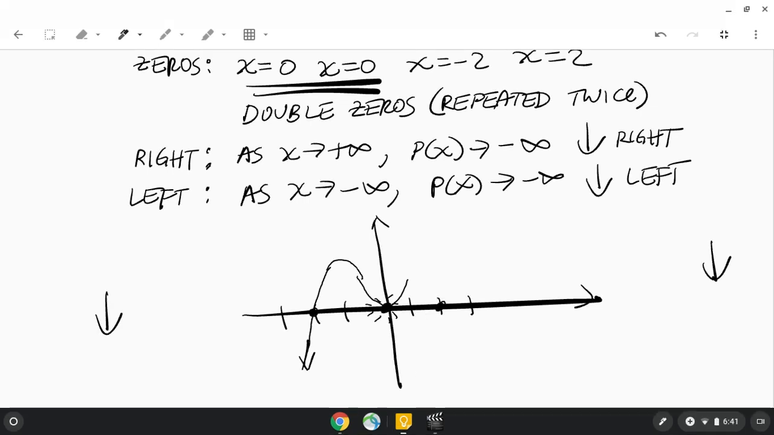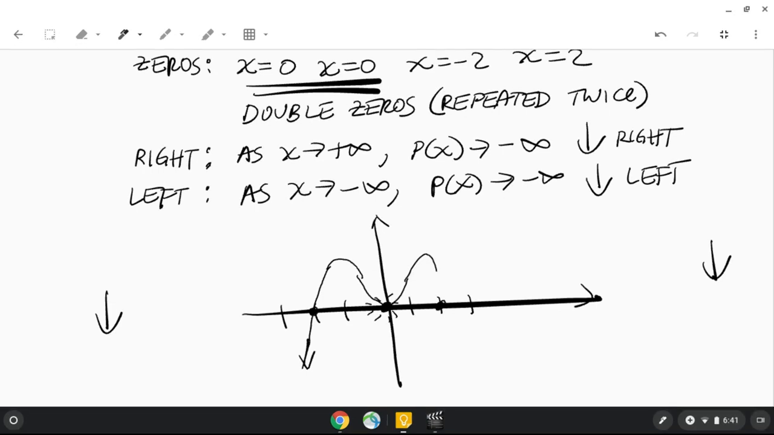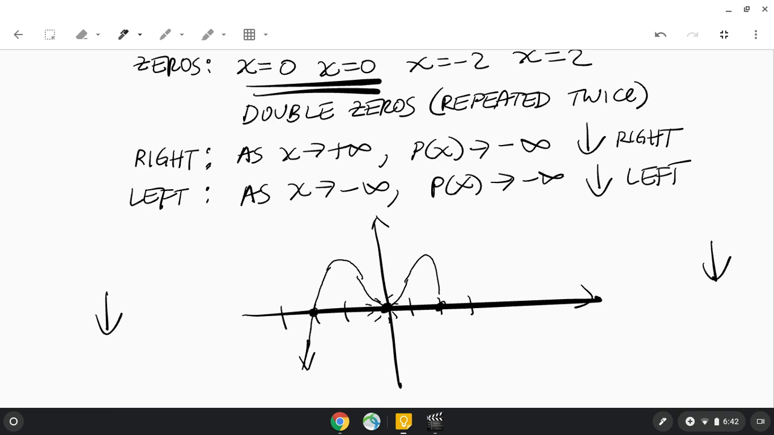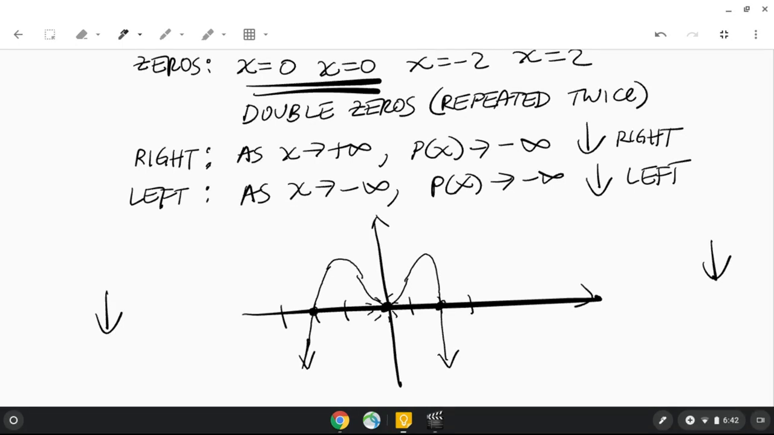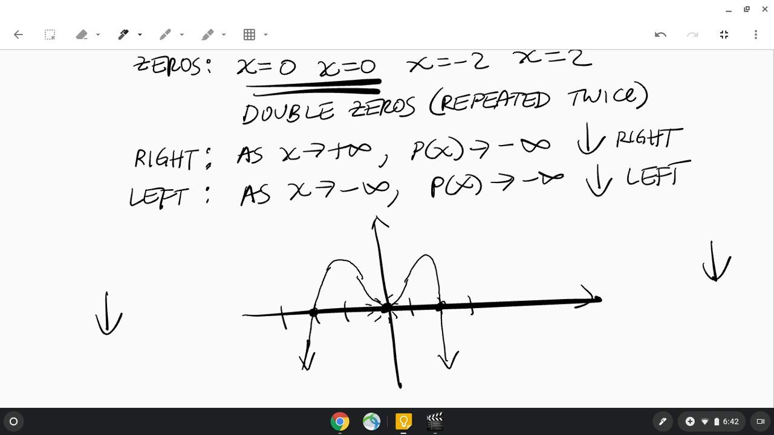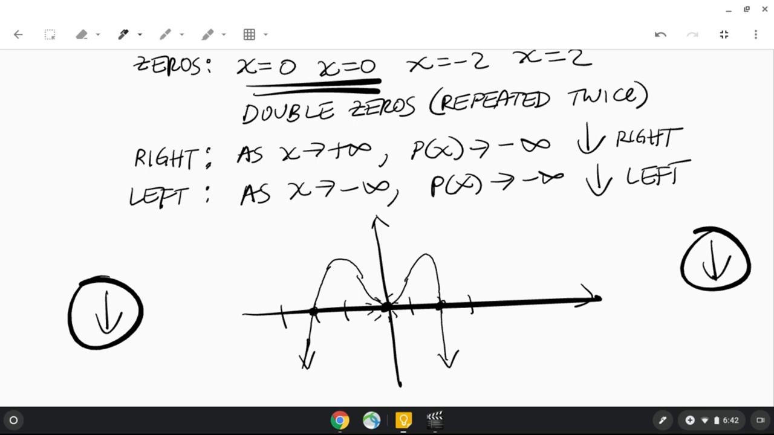You don't go through it like you did over here at -2. It becomes a turning point. Okay, so turn around. And this one is not a double zero, so I'm not going to turn at it. I am actually going to go through it. And we see that we hit all 3 intercepts, and our left-hand behavior and our right-hand behavior match what we were going to predict.